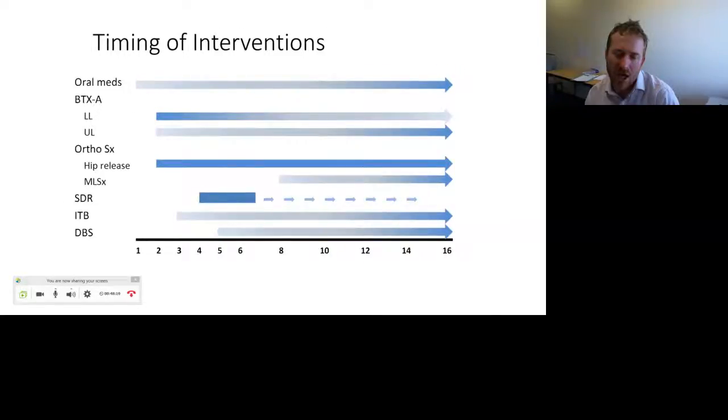Hip release surgery happens probably from age 3 and above, and those children with more bony surgery. Bony surgery tends to happen age 8 and above, particularly in the context of orthopedic surgery. Growth really can undo the benefits of the surgery, so waiting until a child is older is often a way of avoiding other surgeries. Selective dorsal rhizotomy is often offered around the age of 6. And DBS and ITB, again, there are weight restrictions for ITB, but can be offered in a wider age range.